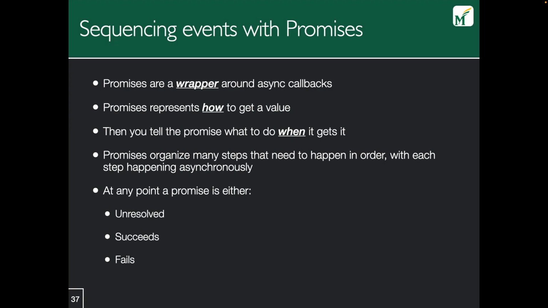And at any state, a promise is either unresolved. So for example, if we've made the asynchronous call and it's on the event queue waiting to be processed, it would be unresolved. It could succeed. So the asynchronous call is processed and that value has been sent back to the promise and we have access to that value. Or it could fail. And this would be in the case of an error, like we get a 404 or a 500 server error or something like that. Then in that case, the promise could fail. And it explicitly tells us that, so we can handle those cases more gracefully.